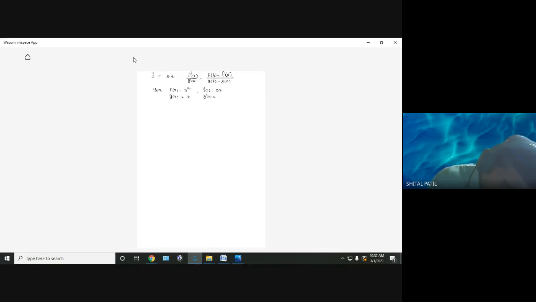You can skip this part. A is A only, B is B only. So f dash of C is 1, g dash, f dash of C is 2C, f of B, f of x is x square.